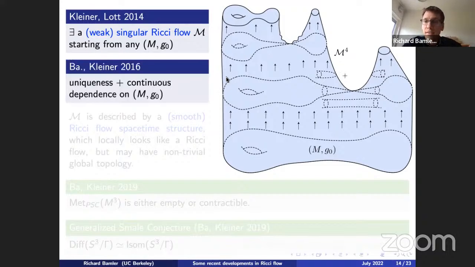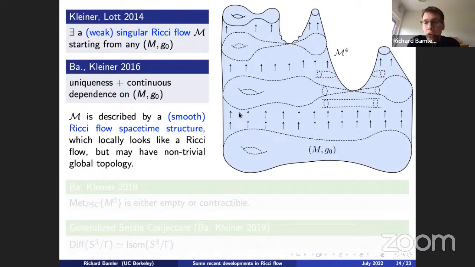However, the fact that this is not the case was then later shown by myself and Bruce Kleiner, where we showed that this flow is in fact uniquely determined by its initial condition and also depends continuously on it. So in other words, if we change the initial condition in a continuous manner, then the associated singular Ricci flow also changes continuously. All right.